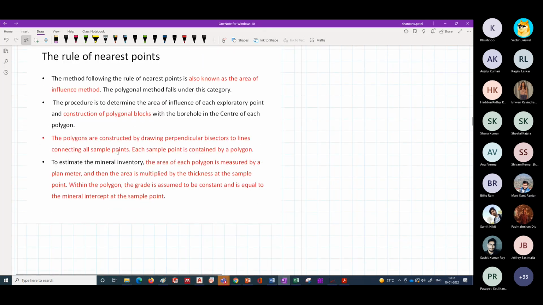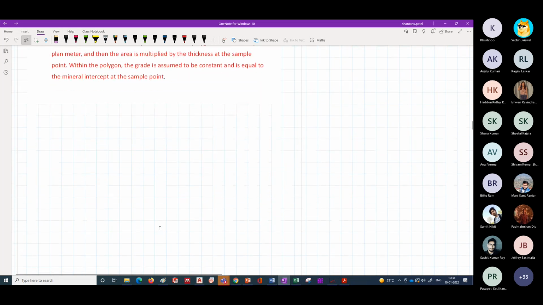Okay. So then there is something called the rule of nearest point. We discussed the triangular method; now we have the rule of nearest point. Please go through and read this one. I'm just explaining what this is. Let's say we have some points here. These are the boreholes, randomly planned boreholes.